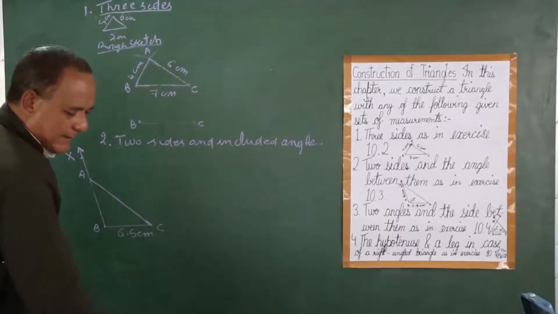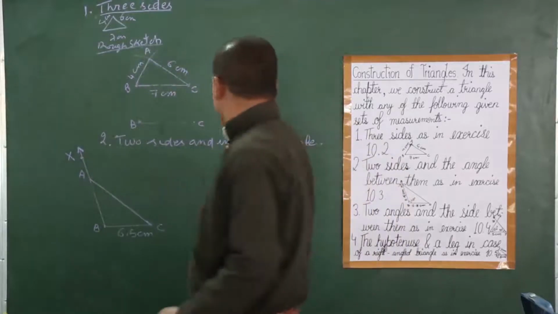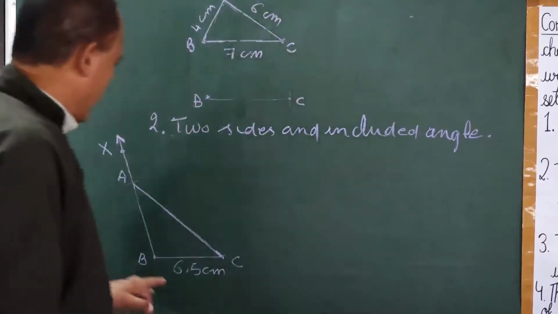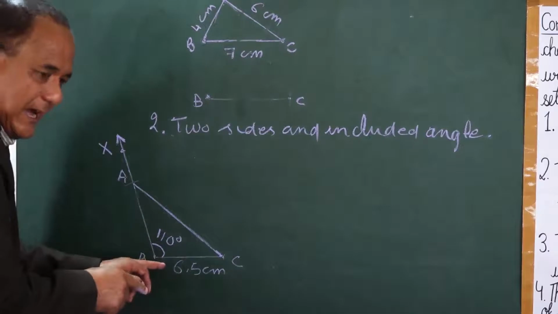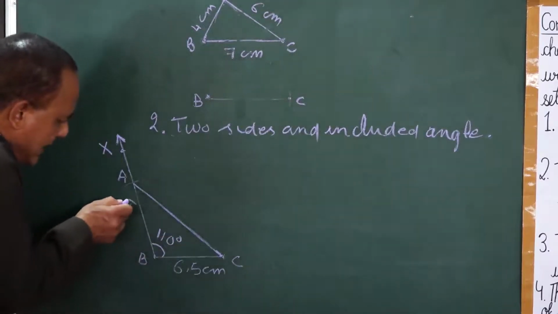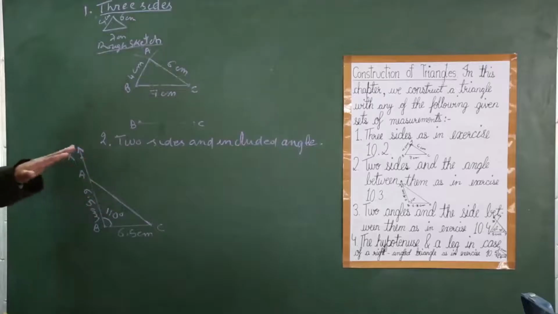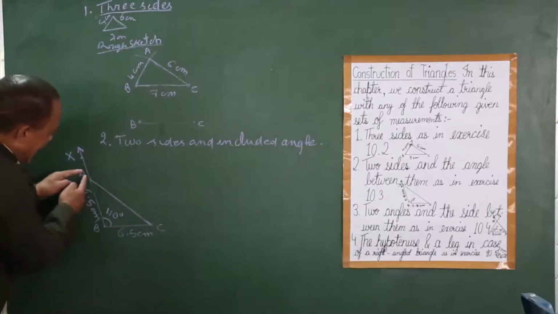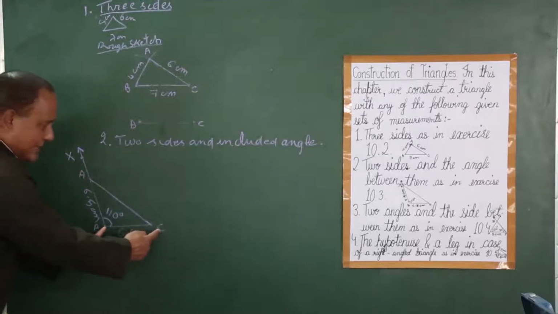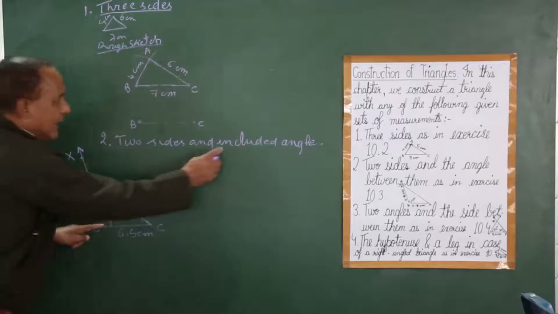So this is how you make it. Once you finish doing this, this is 110. You have to write the degree of the angle, and then you have to write here 6.5 centimeters. So in the construction of a triangle, when two sides are given, AB and BC, and this 110 degree is angle ABC. Angle ABC is 110 degrees, which is the included angle.